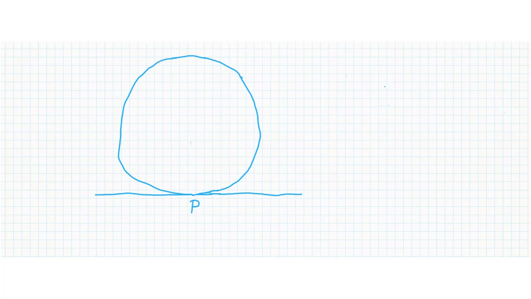I have drawn a circle and let P be the bottommost point on this circle. I want to pick a point Q at random on the circumference of this circle. Let's say this is the point Q. Now let's look at the chord PQ. We would like to know what is the expected length of this chord PQ.